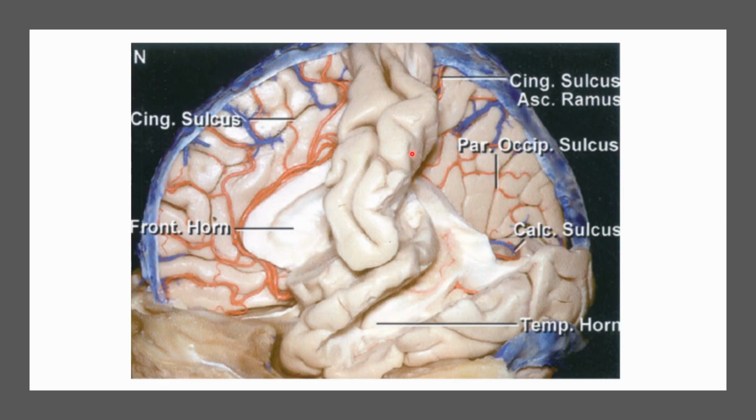Here part of the cerebral hemisphere has been removed, and this is the anterior cerebral artery, which is a branch of the carotid running around the corpus callosum, which is again made of association, or commissural, fibers.